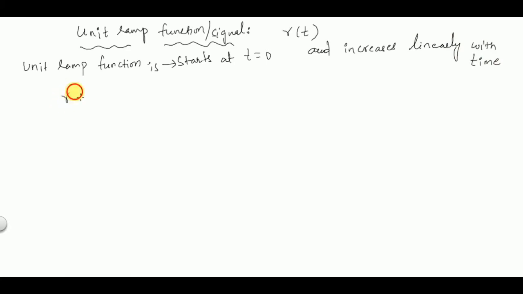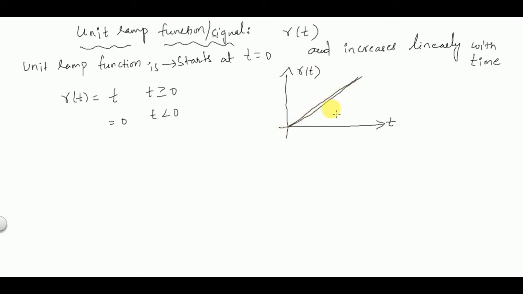It is represented mathematically as R of t equal to t for t greater than or equal to 0, and equal to 0 for t less than 0. Pictorially, R of t versus t is a straight line passing through the origin with slope equal to 1. This is the same as y equal to mx, with R of t on the y-axis, m equal to 1, and t on the x-axis, so R of t is equal to t.